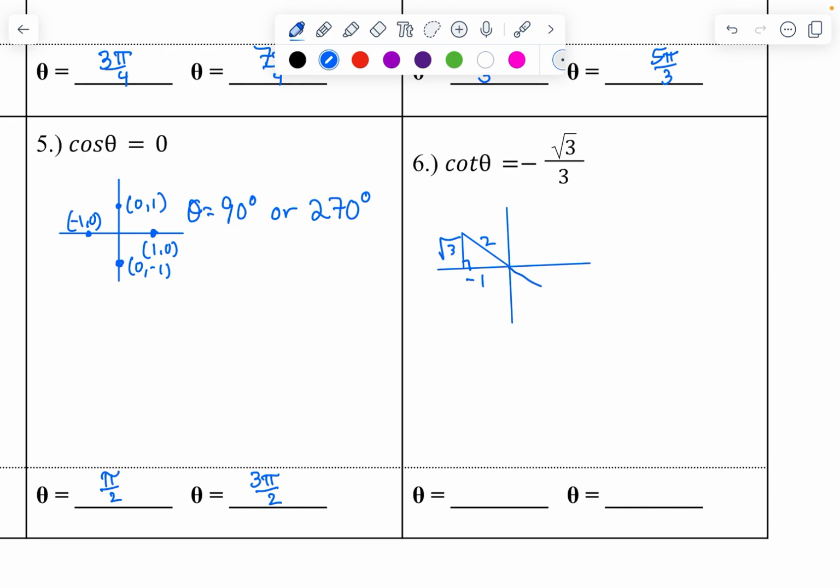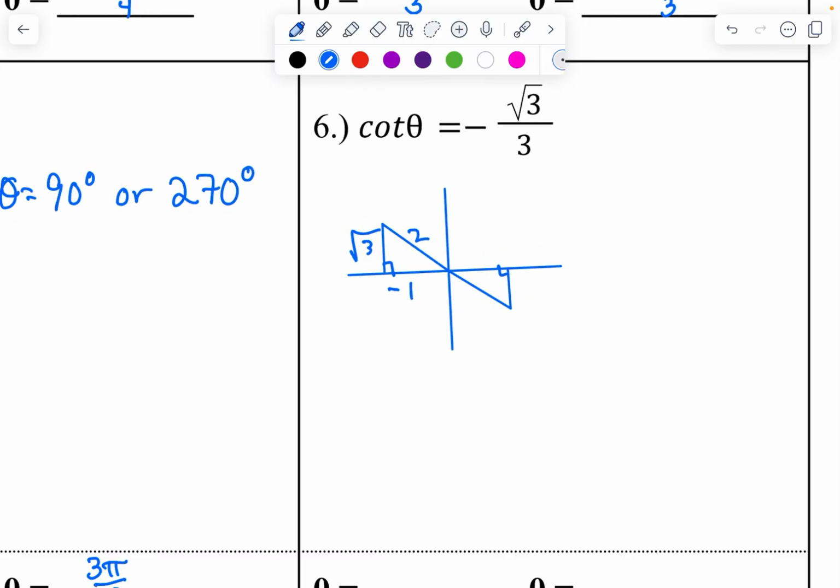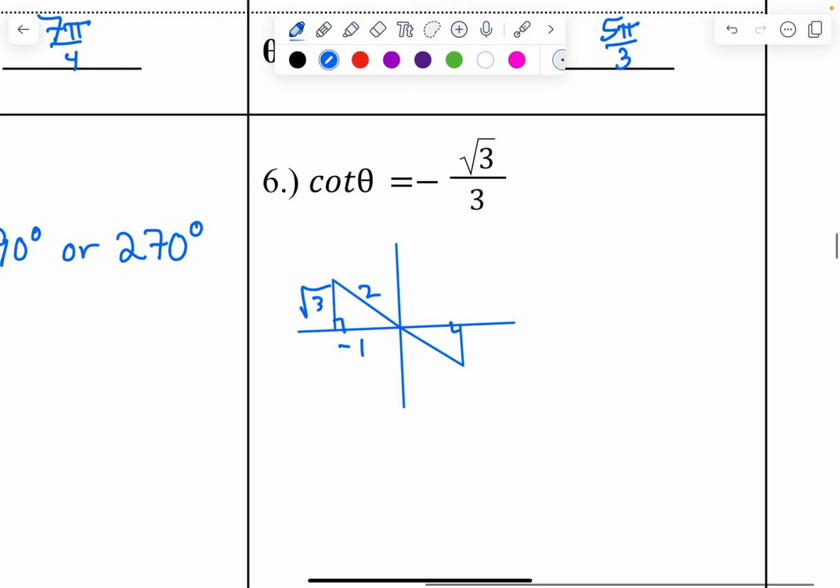The other one is down here in quadrant 4. And so if we ended up at negative square root of 3/3, that tells me that it was really this -1 over the square root of 3, and then we rationalized it. And so that's why I know the adjacent side has to be the 1, and then the opposite side had to be the negative square root of 3 in this case, since we're in quadrant 4. So again, this one could be in quadrant 2 or quadrant 4.